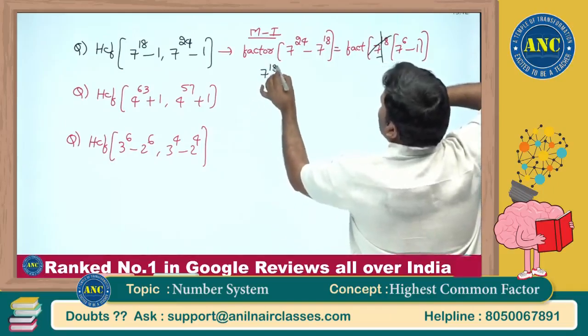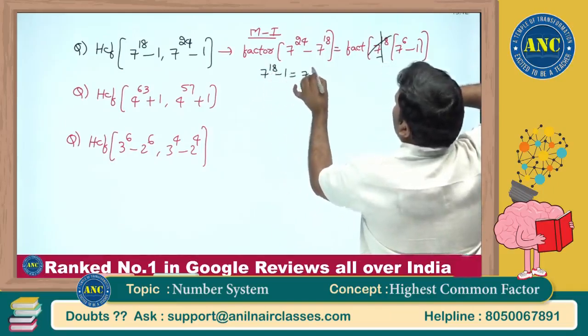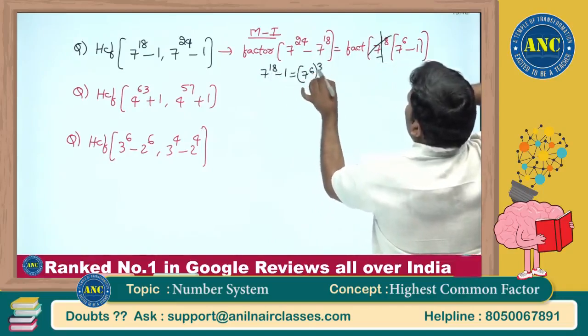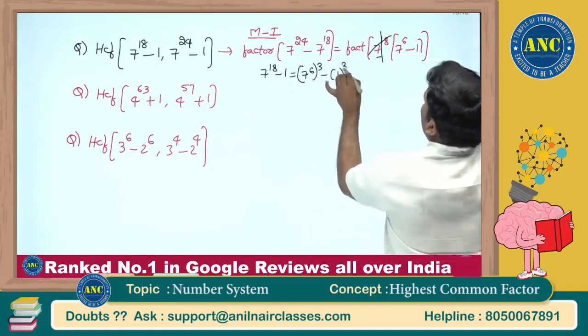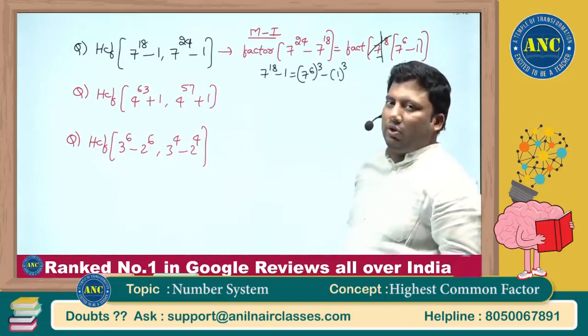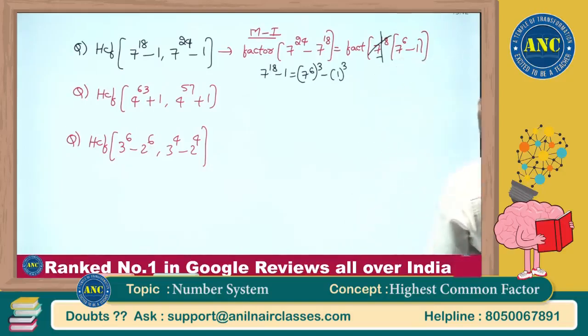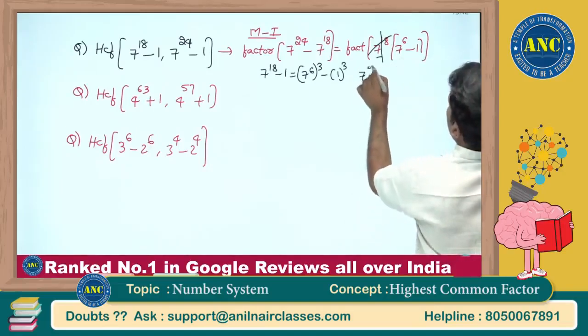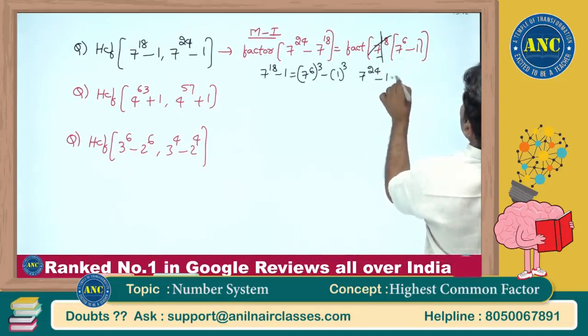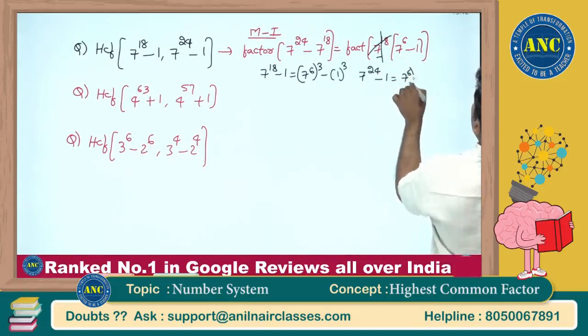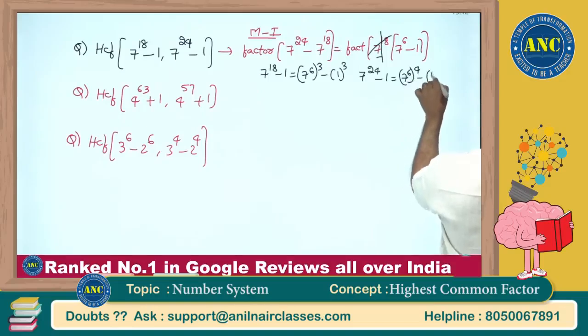Definitely, let us see. 7 power 18 minus 1 is 7 power 6 whole cube minus 1 whole cube. A cube minus B cube is always divisible by A minus B. Similarly, 7 power 24 minus 1 is 7 power 6 whole power 4 minus 1 power 4.